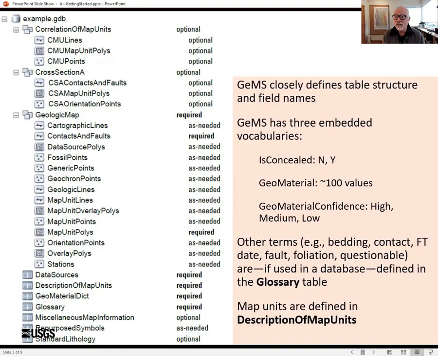All other terms, if used in a database, such as bedding, contact, fission track date, fault, foliation, are, if they're used in the database, defined in the glossary table. And map units are defined in the description of map unit.